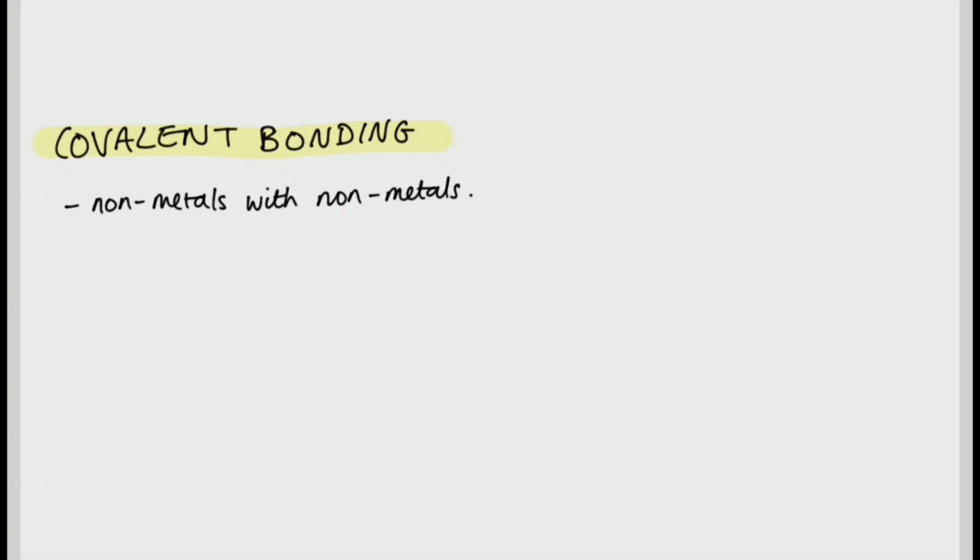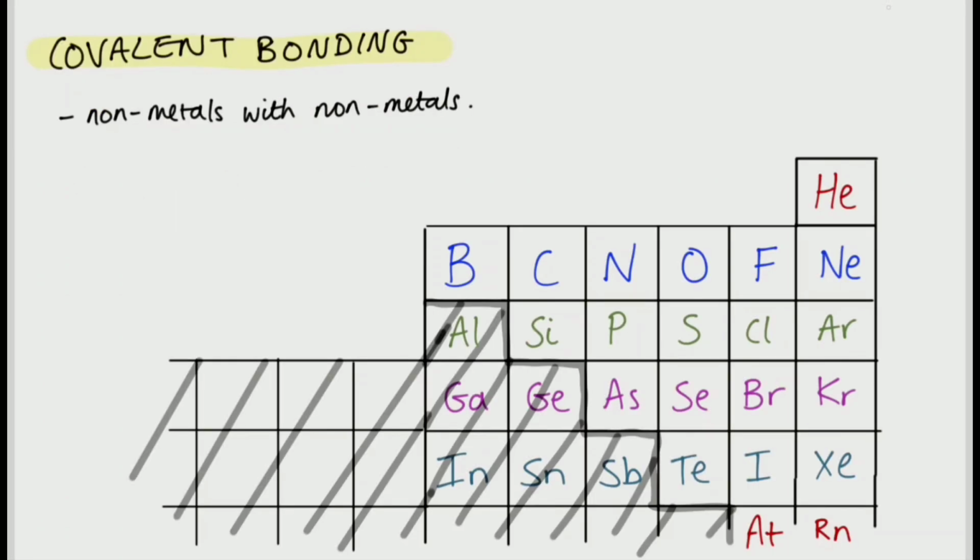Now, the nonmetals are on the right-hand side of the periodic table. So I'll draw that section out here for you. And so there they are. And the area shaded in grey are the metals, which we're not interested in. So the nonmetals are a small, only one element from group 3, which is boron.